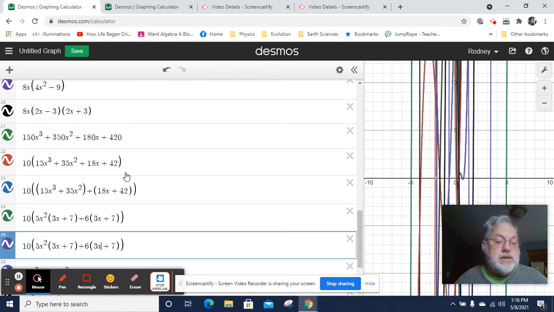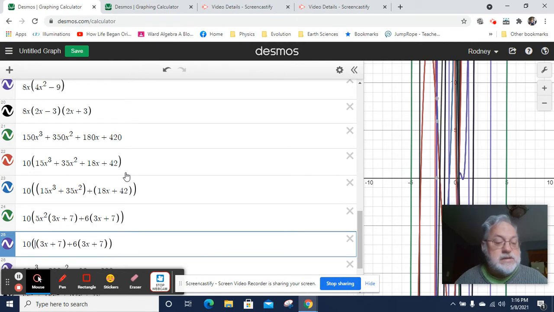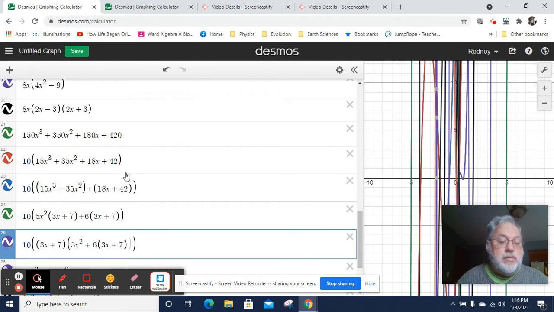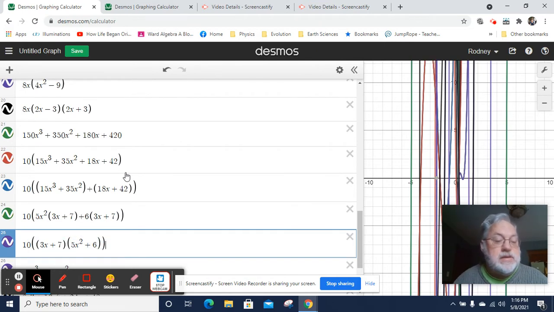And that 3x plus 7 is going to be shared by 5x squared and 6. So I'm going to create a new binomial here. Get rid of that one since we don't need it twice. And now I don't need the outer parentheses anymore because I've factored everything inside.